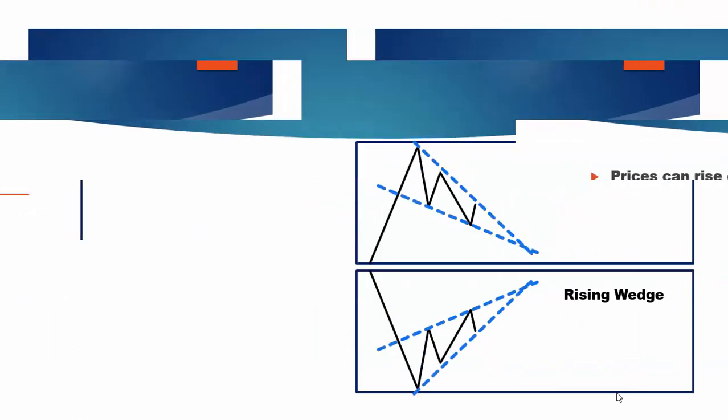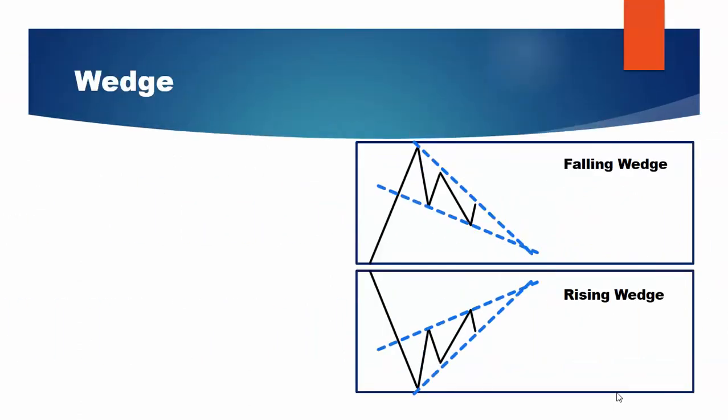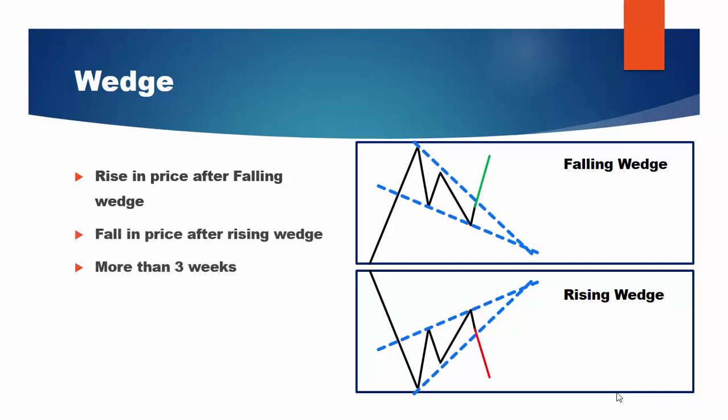The next pattern is the wedge. Wedges are of two different types, falling wedge and rising wedge. They can also happen for both consolidation and reversal. We should expect a rise in price after a falling wedge and a fall in price after a rising wedge. Wedges usually take more than 3 weeks to appear on a chart, so if you see something like this in less than 3 weeks, you should consider it as another pattern which we are going to talk about later.